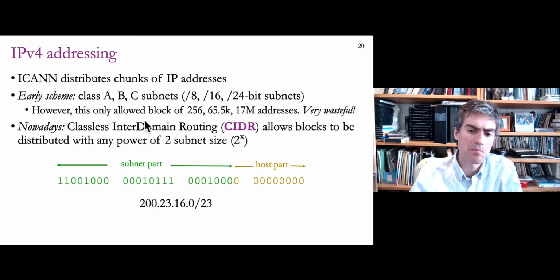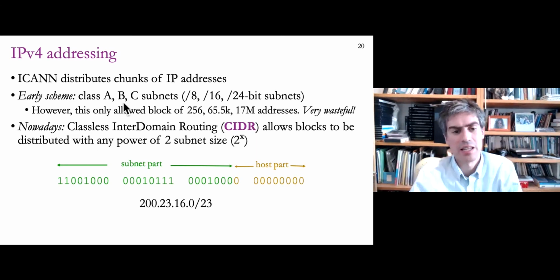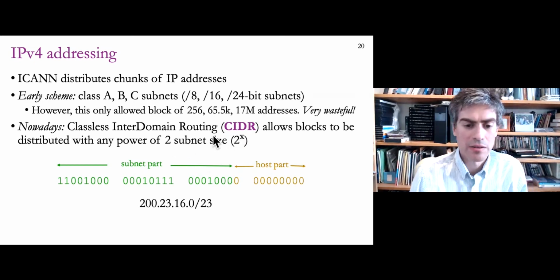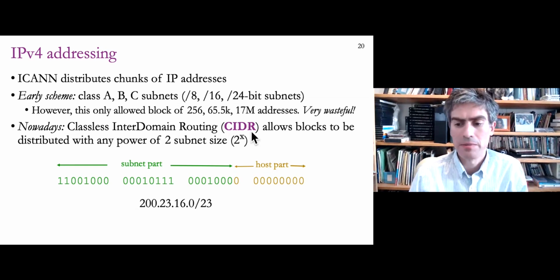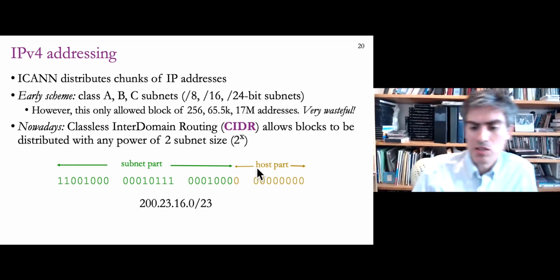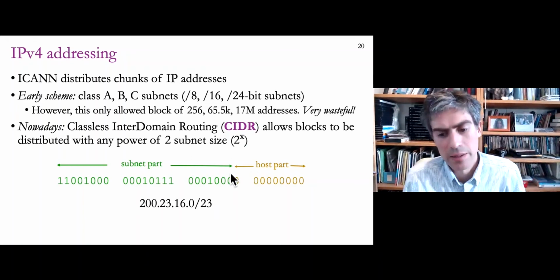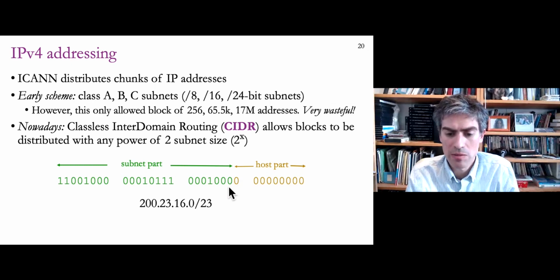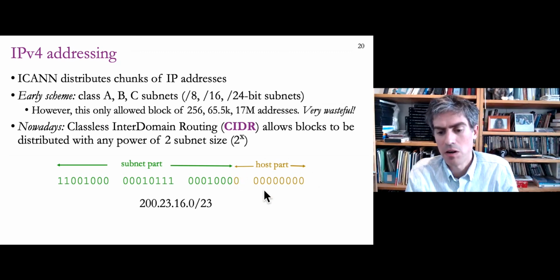So nowadays, IP address blocks are distributed using classless intradomain routing. It's called classless because it's not like class A, B, and C anymore. It's just arbitrary numbers for the sizes of the subnets. And this is called CIDR, that's the acronym here, classless intradomain routing. So the ICANN distributes IP address ranges with any power of 2 size. Okay. There's still powers of 2 because you always choose a very specific split between bits that are specifying the subnet and bits that are specifying the particular host on that subnet.